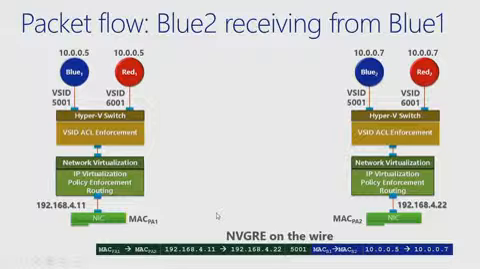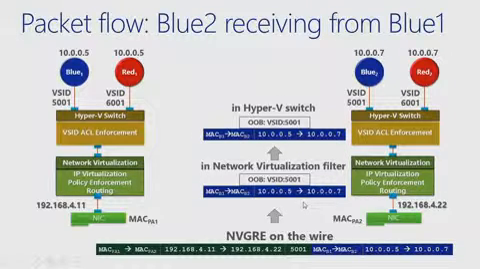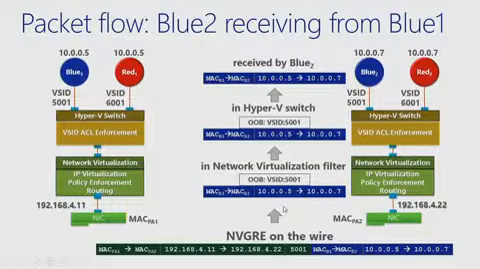And once it gets to the other side, so receiving NVGRE across on the wire, that full packet gets received. Network virtualization filter strips off the relevant NVGRE bits that it doesn't need now, passes that up to the Hyper-V switch, and what's received by Blue is just the packet that was originally sent.